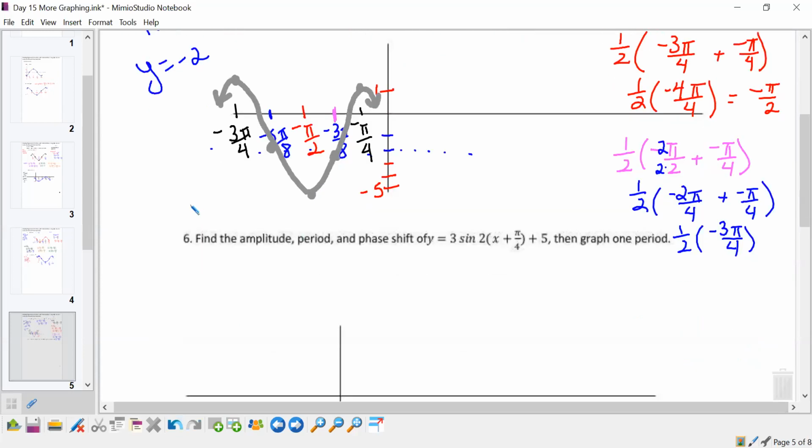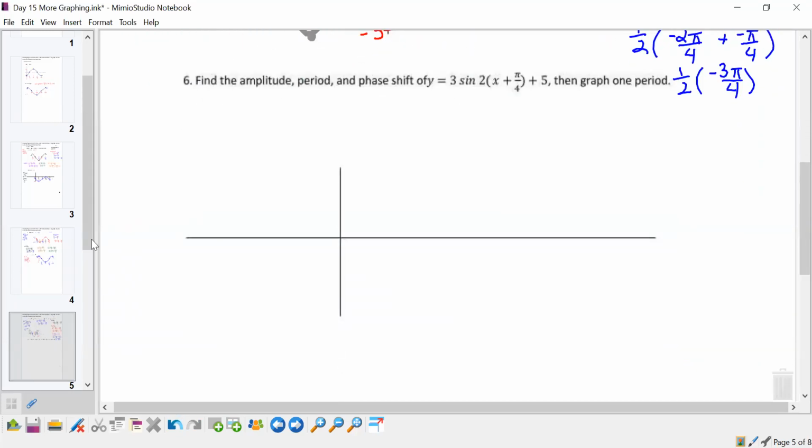All right, one more. Number 6. Make sure you pause the video and try it yourself first. Amplitude is 3. The period is 2 pi divided by, now we have a b value of 2. That's just pi. The phase shift, or that horizontal shift, is left pi over 4. And the midline is at y equals 5.